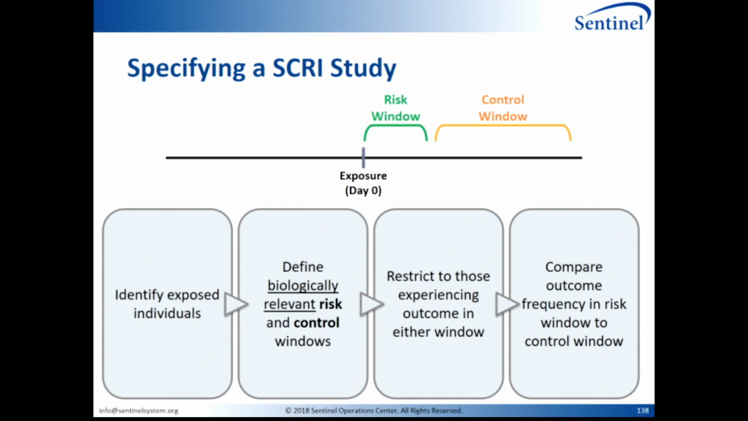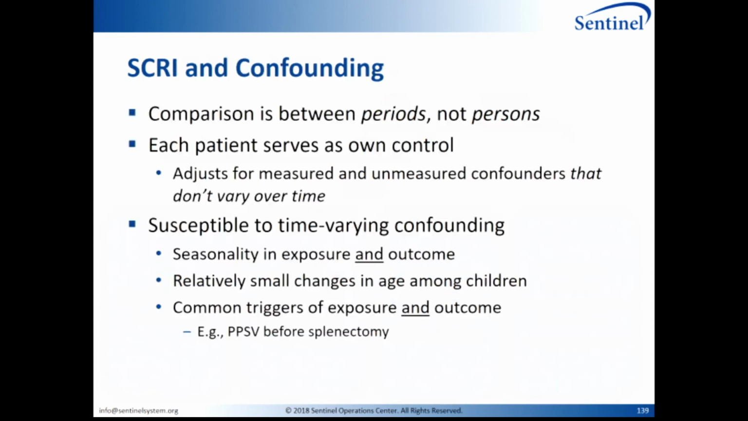We restrict the analysis to those experiencing an event in either of those windows, and we compare outcome frequency in the risk window to the control window. In this diagram above, you'll see many more versions of this as we go forward. It just indicates generally the timeline here, and we will also talk about how to place these windows, how long they should be in relation to each other, etc. But generally, the important thing is to define biologically relevant windows that make sense given the medicine and science behind the exposure you've chosen and the outcome you've chosen.